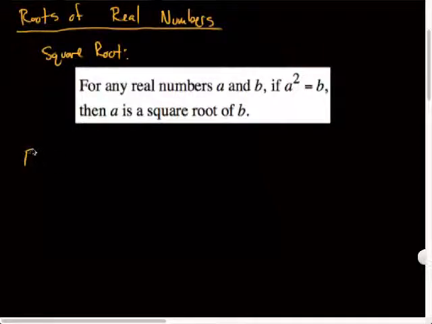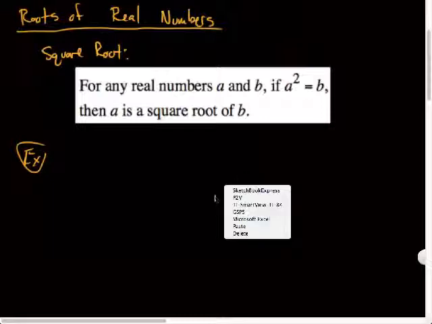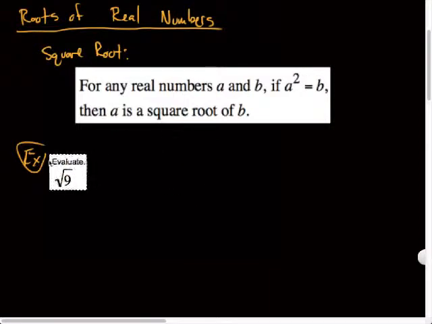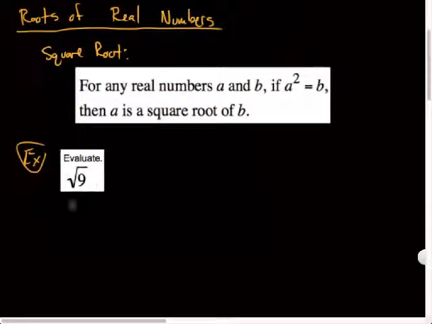So let's do a little example of this. Let's evaluate the square root of 9. Notice this cool little square root symbol. That's a radical sign, you can call it. So the square root of 9 asks us a question. Do you know what question that's asking us? It says, what is 9 squared, which is 49? No. It's saying, what times what is 9? So what times itself is 9.